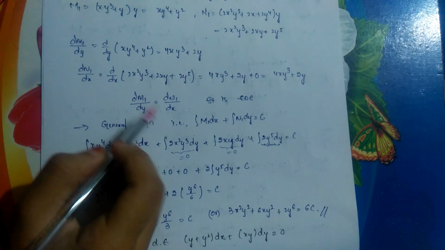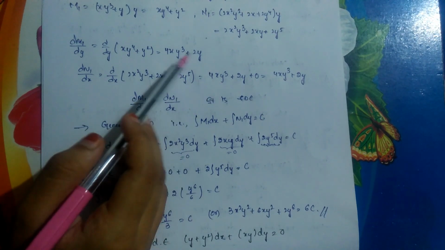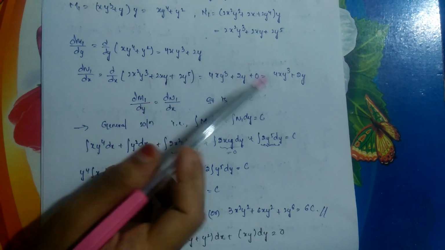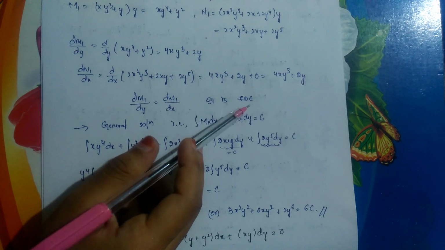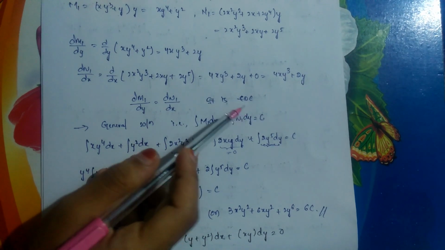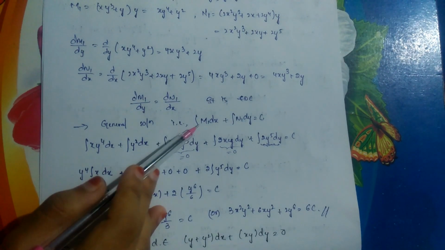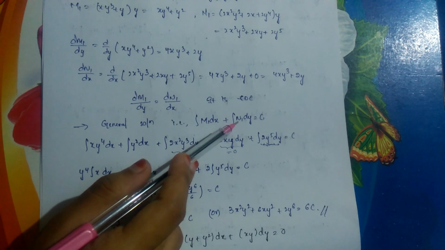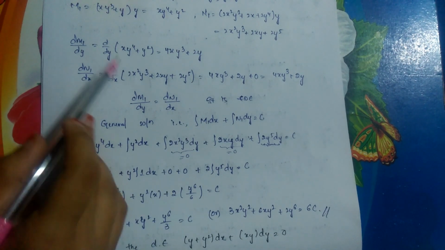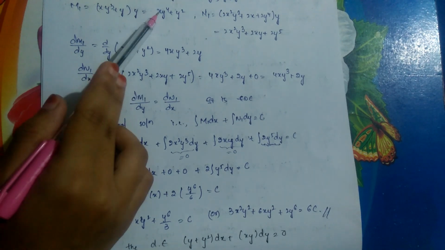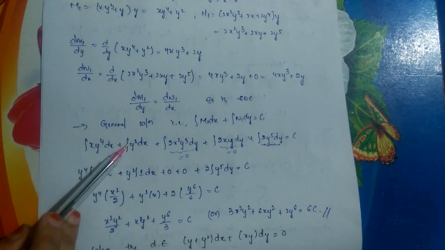So ∂M1/∂y is equal to ∂N1/∂x. These two differentiations are equal, so it is an exact differential equation. Once it is exact, we can find the general solution, that is integration of M1 dx plus integration of N1 dy equals c. Now substitute M1 here. The terms are x y power 4 plus y square. So write the integration separately.